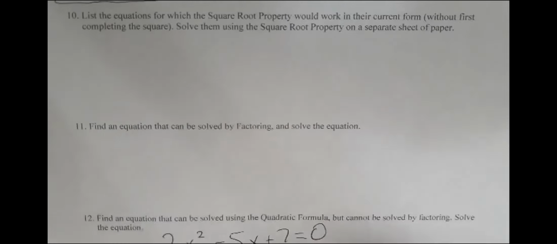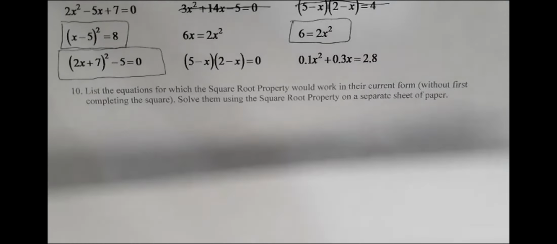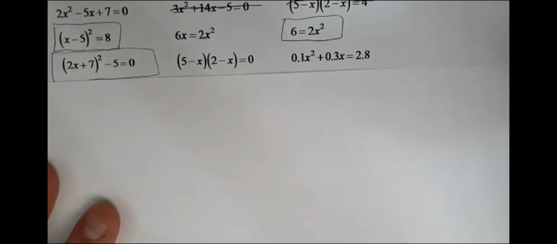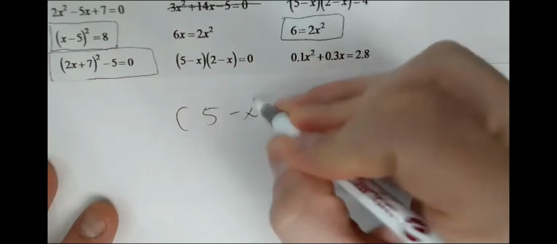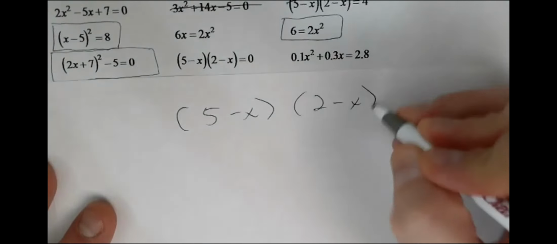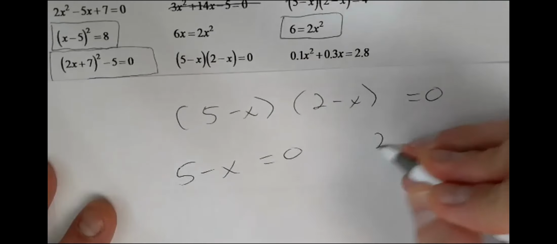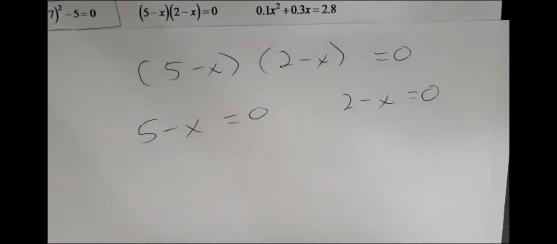Okay, and then this one looks like 5 minus x, 2 minus x. Oh, man. So this one, I wouldn't even say you solve it by factoring. It's already there. 5 minus x, 2 minus x, and this is equal to 0. It's already factored. You can just set these equal to 0. So the factors are a little bit backwards from what we usually solve them, but it's still factored.